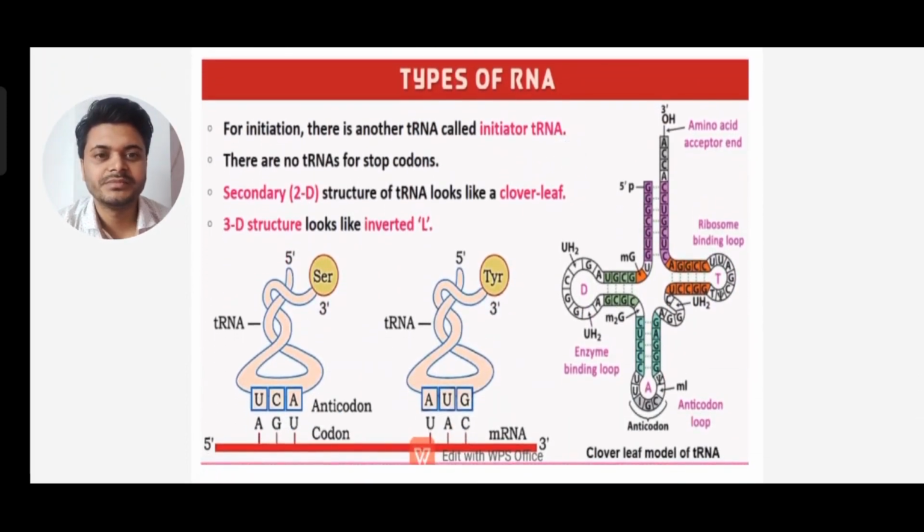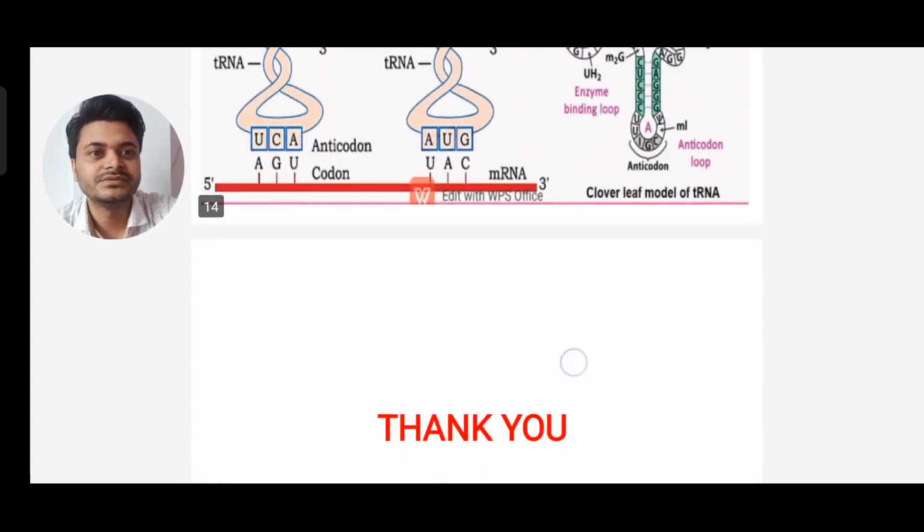You can see the pictures of how tRNA helps in the process of translation by bringing the amino acids. One tRNA is bringing tyrosine and another serine. So the 3D structure of tRNA looks like an inverted L shape.